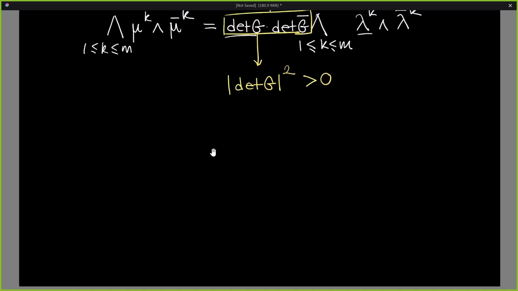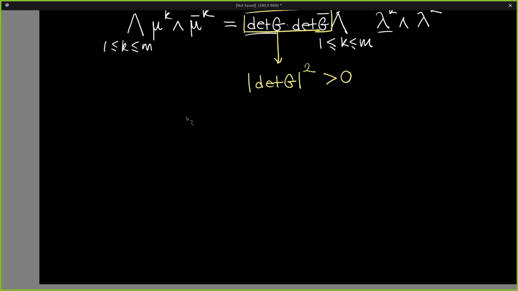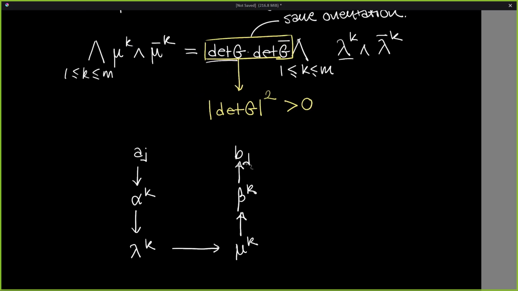I'm going to write this in short because if I write it in long, it gets really unwieldy. The full diagram is going to be in the notes, but we'll call each of the bases by their first basis vector. So we have the a_j basis. This goes to the alpha_k dual basis, which goes then to the lambda_k basis. This is the eigenbasis. And then we go to the mu_k basis, which then we go back up to the beta_k basis, and then we go back up to the b_j basis.